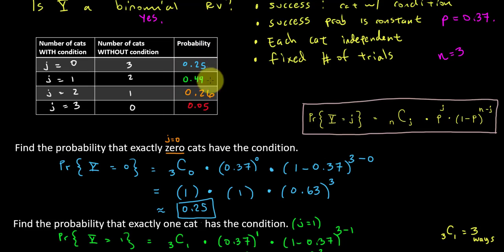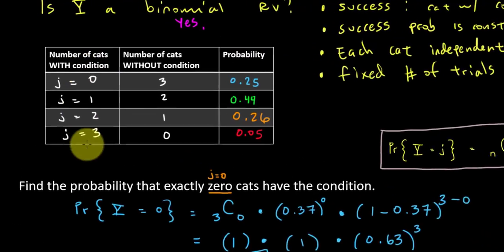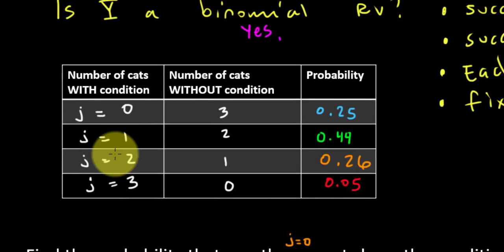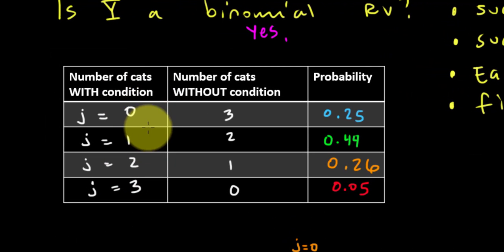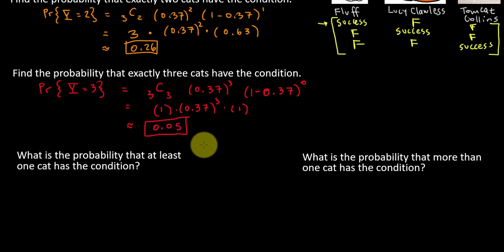Looking at all these probabilities, these are all the possible outcomes. There are 4 of them when dealing with this kitty cat scenario. Can you see what all of these probabilities must add up to? They must sum to 1, right? Yay. I've got a couple more questions to ask you, and then we'll talk more properties about binomial random variables.